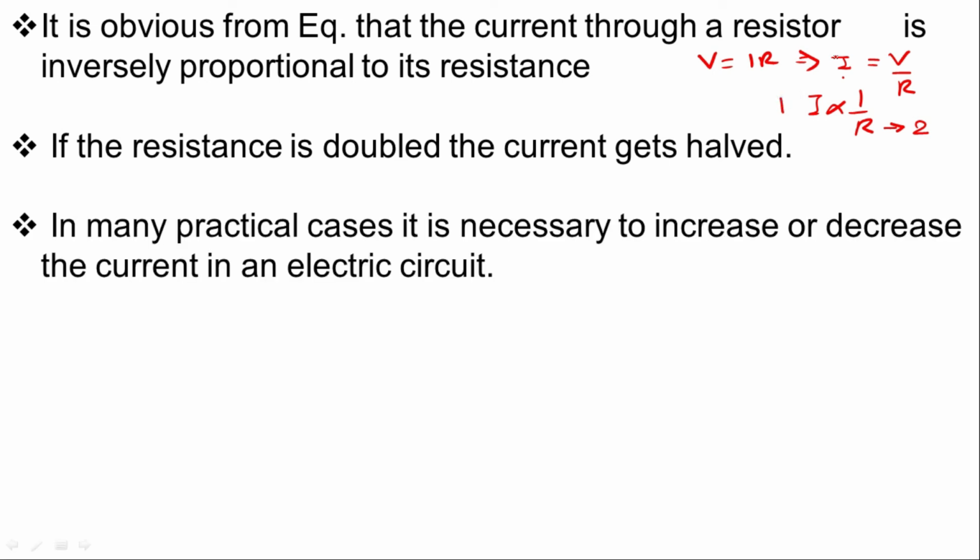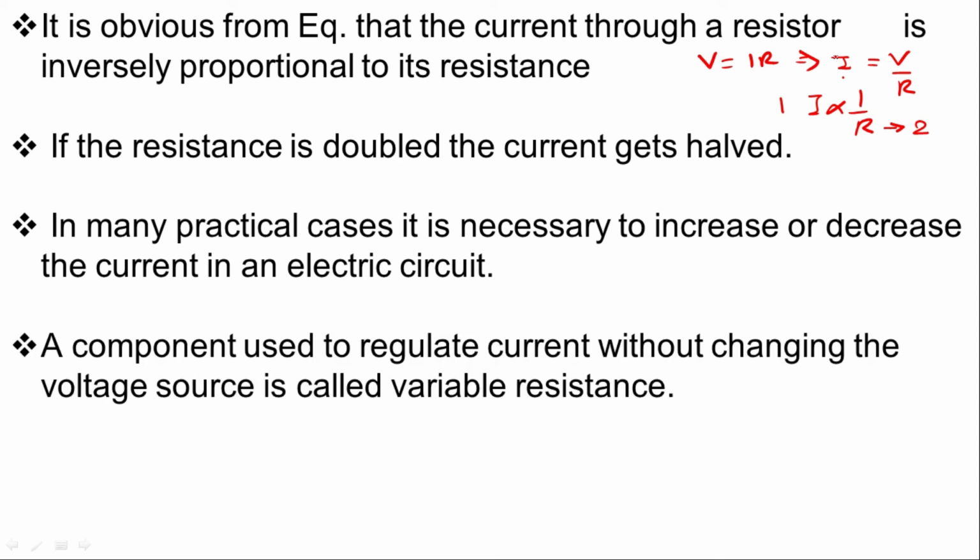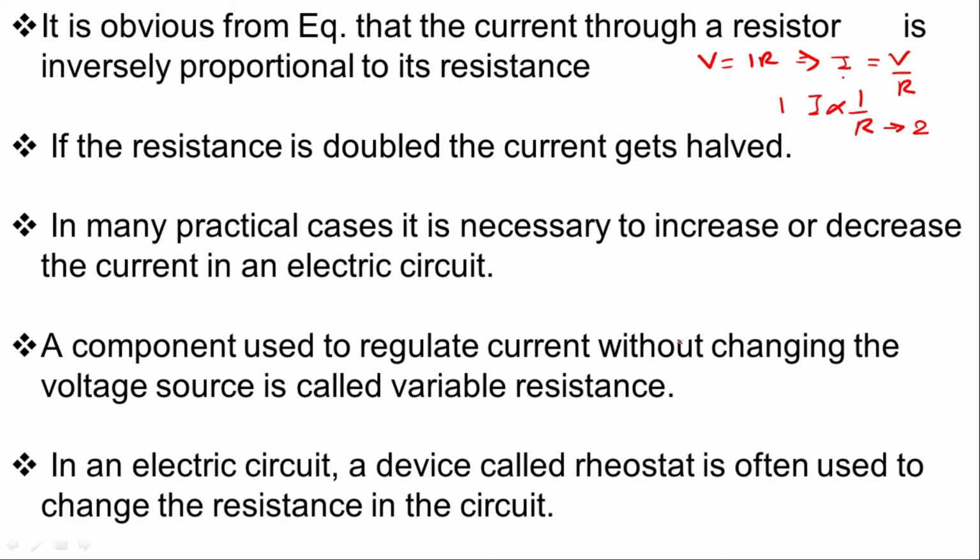In many practical cases, it is necessary to increase or decrease the current in an electric circuit. A component used to regulate the current without changing the voltage source is known as a variable resistance, and we call that variable resistance a rheostat, as I already told you in my previous class.